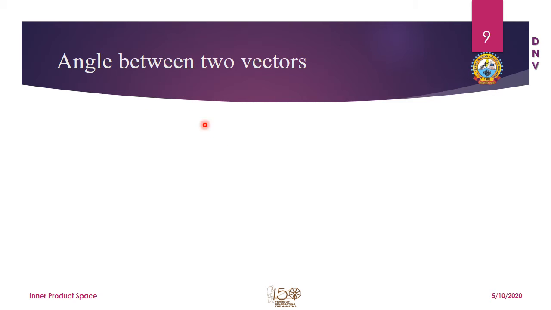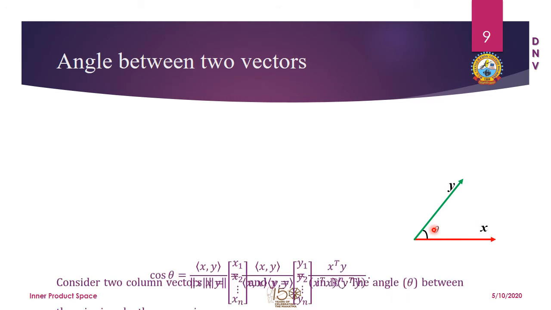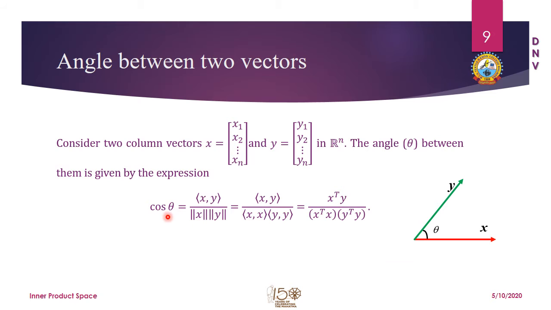So this is a very important concept we are going to use. It is simple, but we have to revisit it. If we consider a two-dimensional plane and these two vectors x and y, and the angle between them is theta, then we can define cos theta equal to the scalar product or inner product of x and y divided by the norms or the lengths of these vectors.